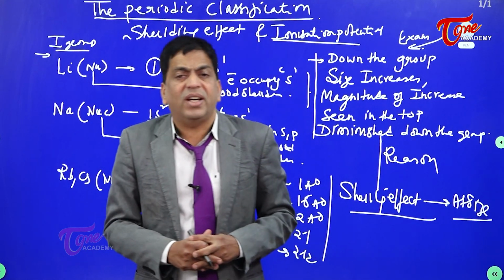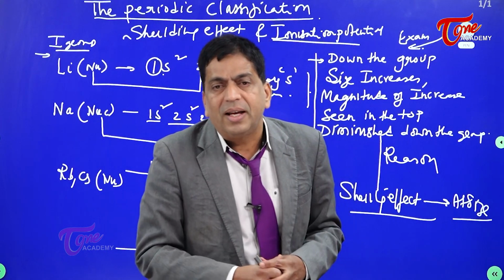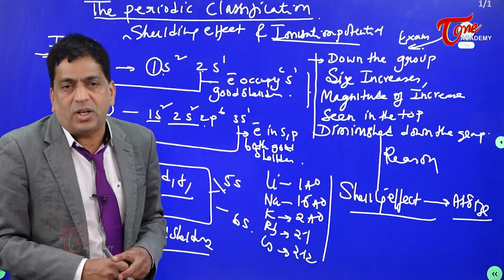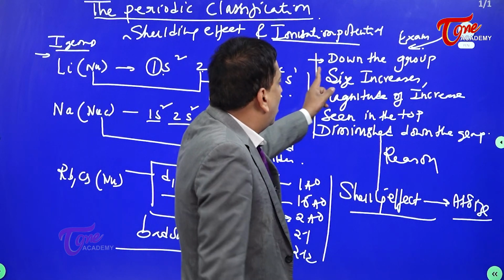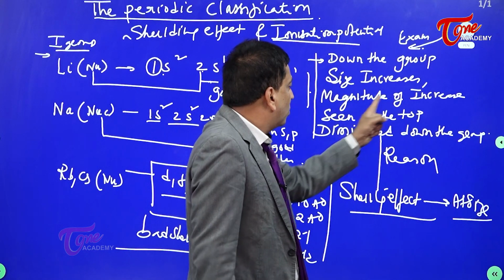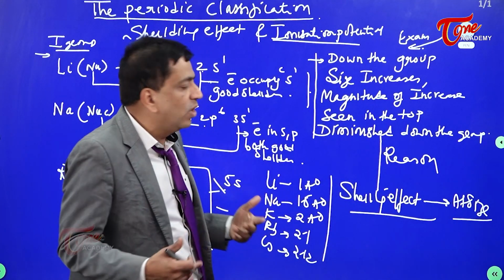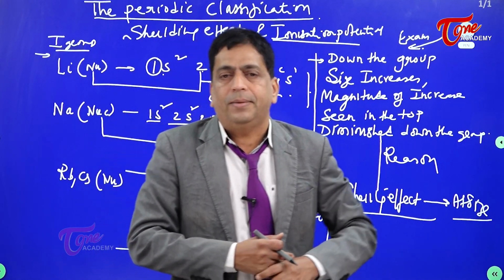So the shielding effect, of course, is extremely important. It's a very, very important thing you must understand. That's application number 1, which I was telling you. That's a question in the exam. Shall I read the question once? Yes: down the group, the size increases, but the magnitude of increase which is seen at the top fades down the group. You must understand that.